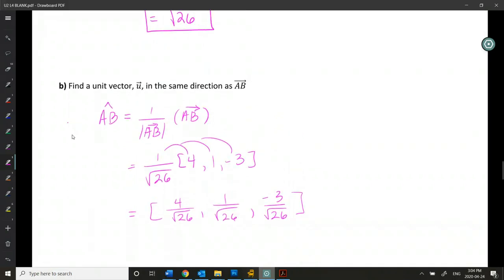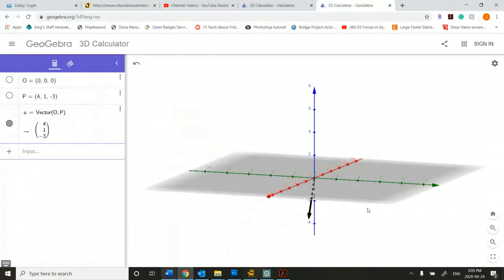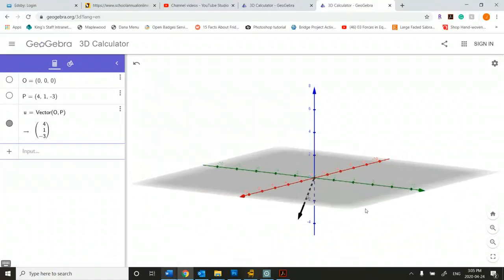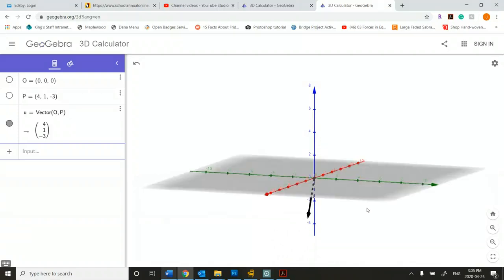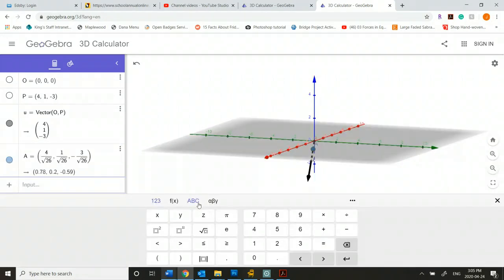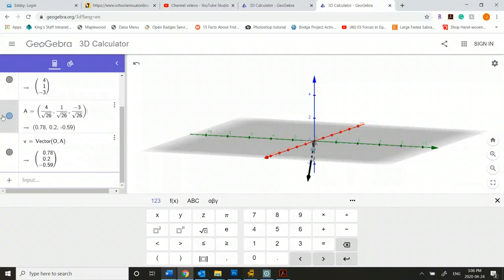Let's take a look at what this unit vector actually looks like in GeoGebra. So the first thing that I've graphed here is the vector 4, 1, negative 3. You can see that graphed along the side here, and then I'm going to add on a point with the scalar multiple in there. So here's the point, and then I'm just going to do a separate vector here where we do a vector out from the origin to point A, which is the point with our scalar multiple.